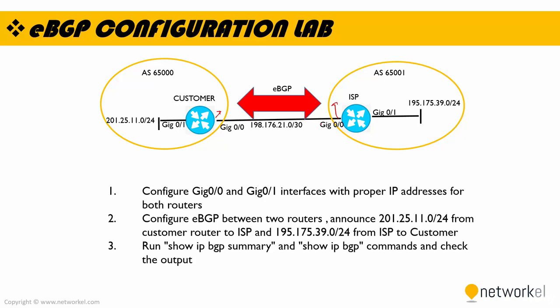And in the third step, we need to run the show ip bgp summary and show ip bgp commands, and we need to check the output. Alright, we need to first configure the gig 0/0 and gig 0/1 interfaces. We need to configure here as well.